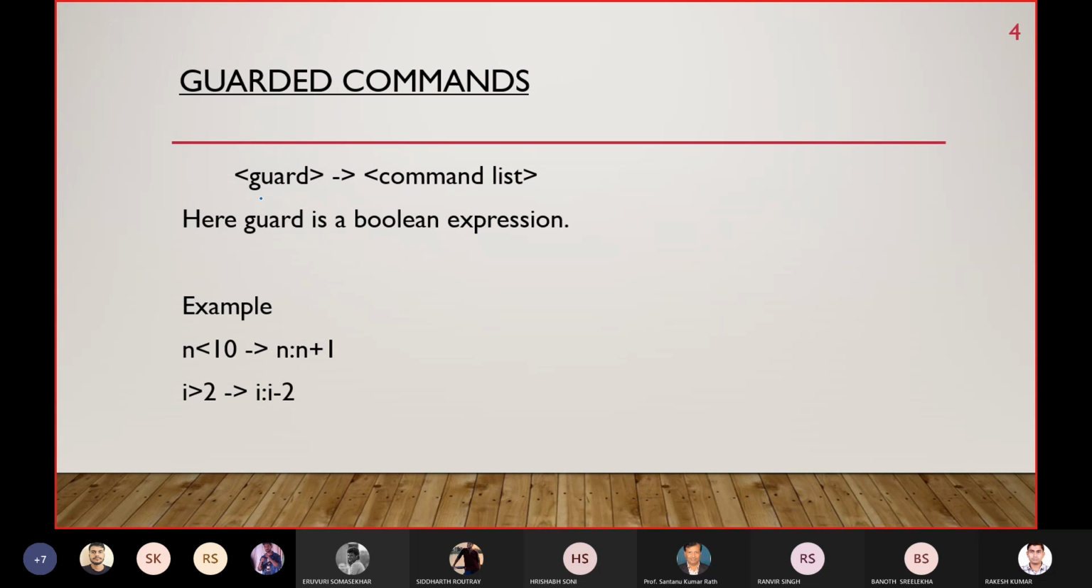There is a guard condition and a command list. Here the guard is a Boolean expression. No other process will be able to go into the command list without going through this condition. Only when the condition is true will the command list be executed. I've used two examples in pseudocode: if n is less than 10, then n = n + 1 will be executed. And if i is greater than 2, then i = i - 2 will be executed. So n < 10 and i > 2 are the guards.